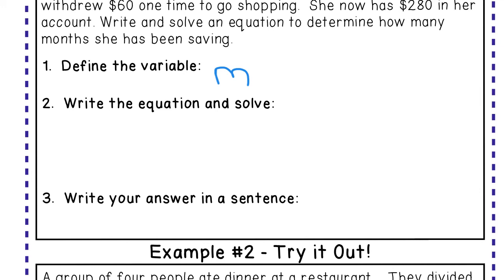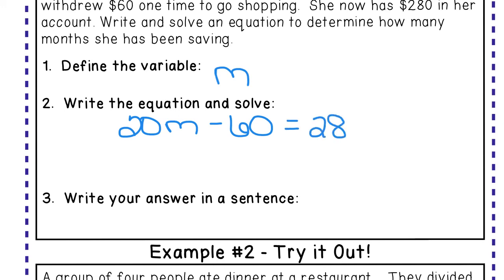We see that Melanie saves $20 every month in her savings account. That can be represented by 20m, $20 each month. But she withdrew $60 one time to go shopping, so we need to subtract that $60 because she spent it. Now she has $280. So 20m minus 60 equals her new balance of $280. We have set up our equation, and now it's time to solve it.